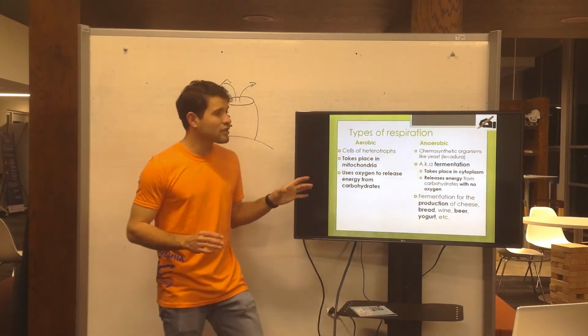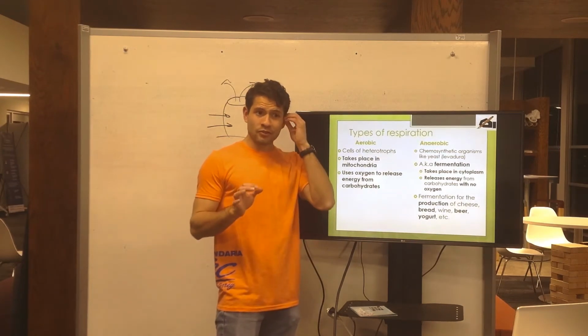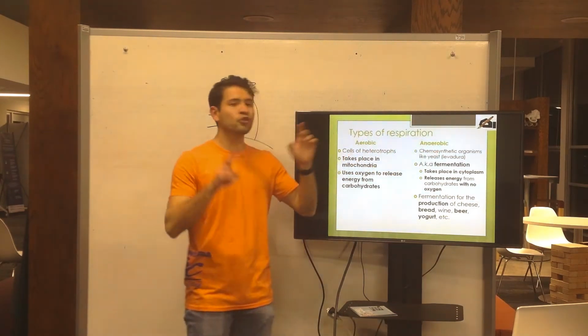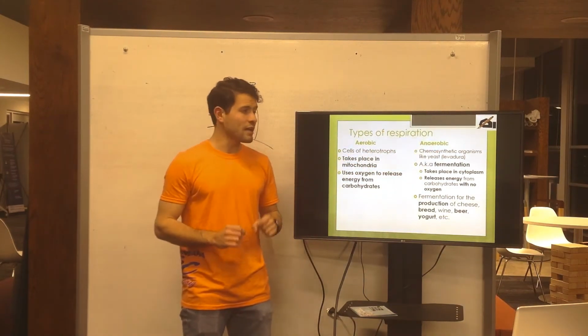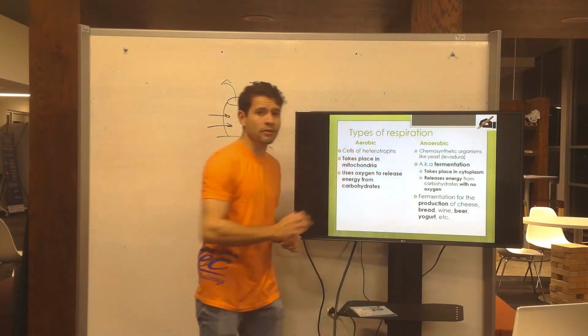Now this part of the lesson, if you ask me, is the most complicated. It's the most complicated to understand because it might be something new for you, especially because of the words. We have two types of respiration. Two types of respiration. We have aerobic respiration and we have anaerobic respiration.